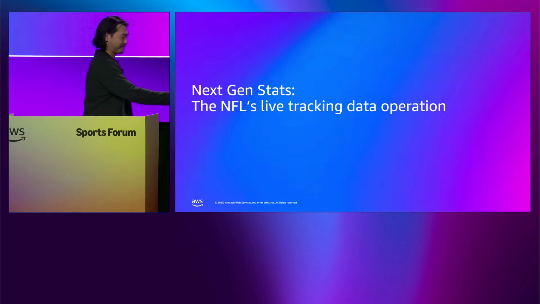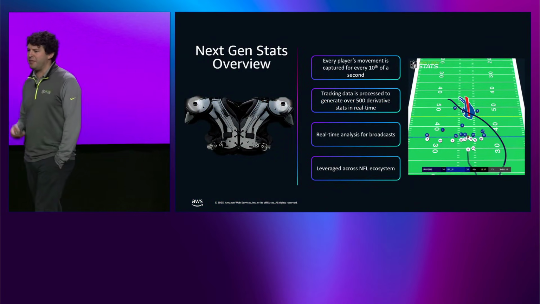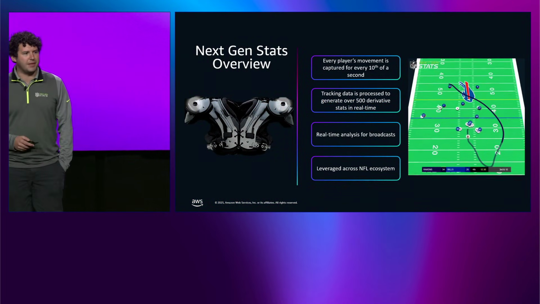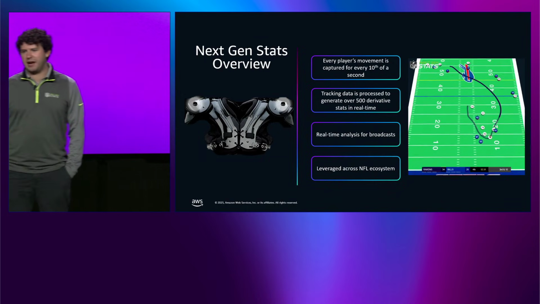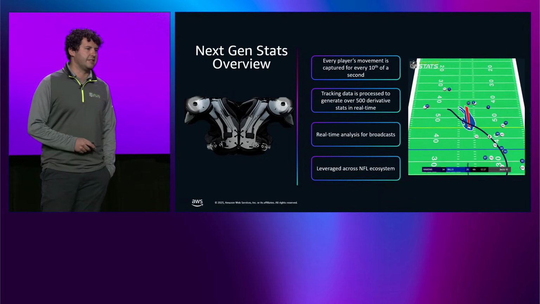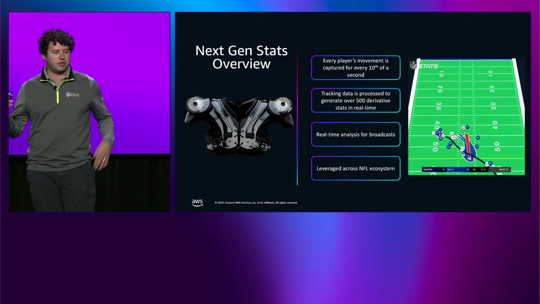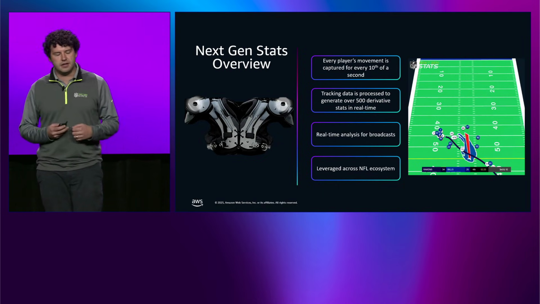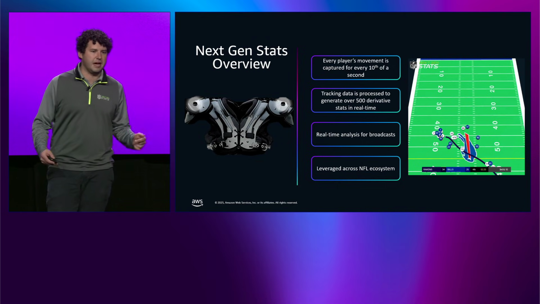All right. Great. So Next-Gen Stats is the NFL's live tracking data operation. I'm sure many of you in here might be familiar at this point. If you've watched an NFL game in the past year, you've likely seen one of our packages or our graphics. But to take it back for those of you who are unfamiliar, every player is wearing 2 chips in their shoulder pads, and we get their locations 10 times per second, which creates this really robust tracking data set that we then use to generate over 500 stats in near real time.